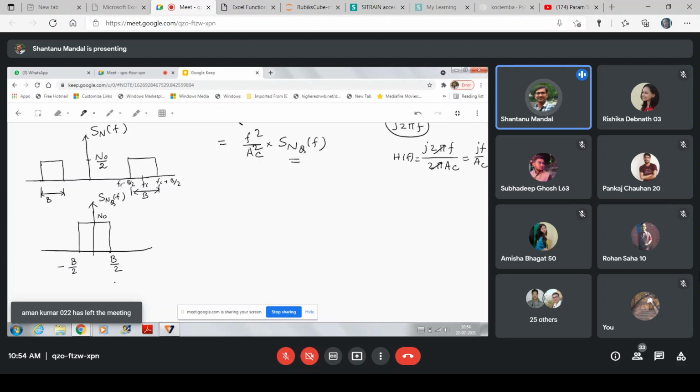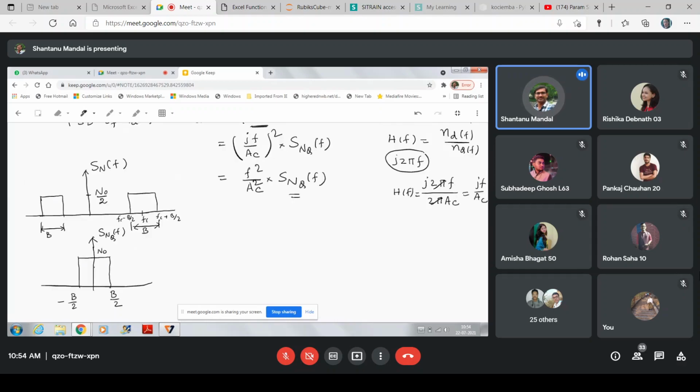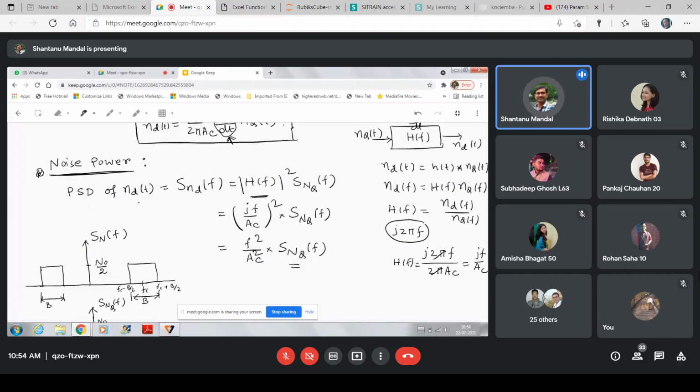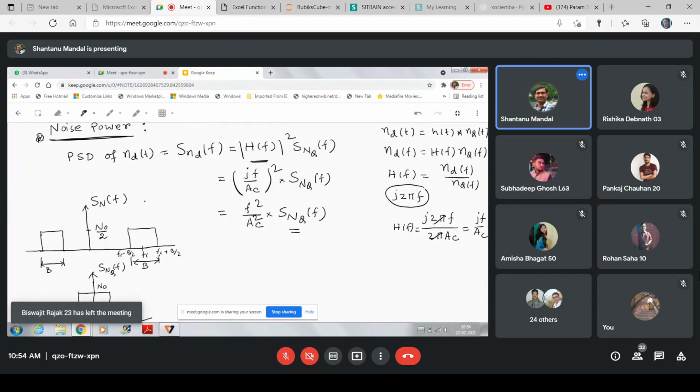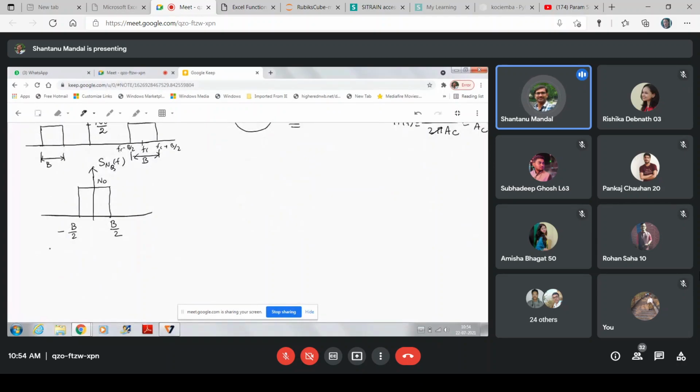When band pass to low pass transformation is done, we obtain S of NQ(f) as N0 into this. So S of NQ(f) equals this. Now our aim is to determine the power spectral density of the output noise. This part is multiplied with S of Q(f), which is the power spectral density of the quadrature component, the noise quadrature component.